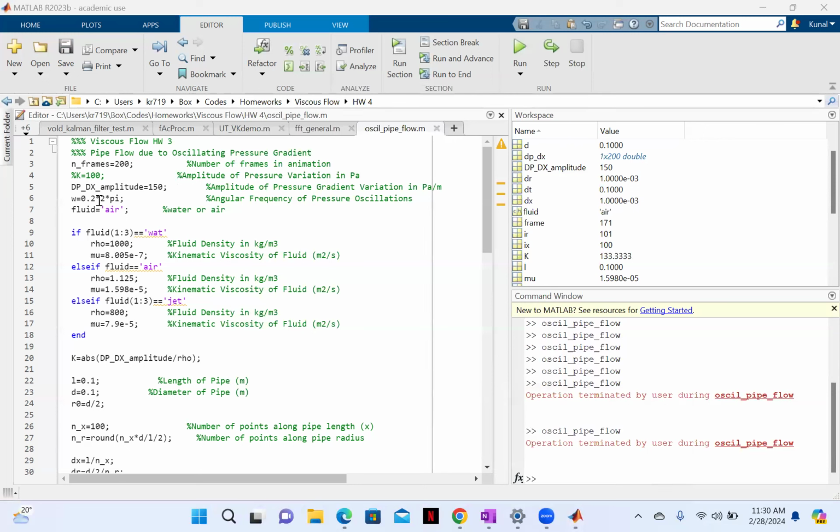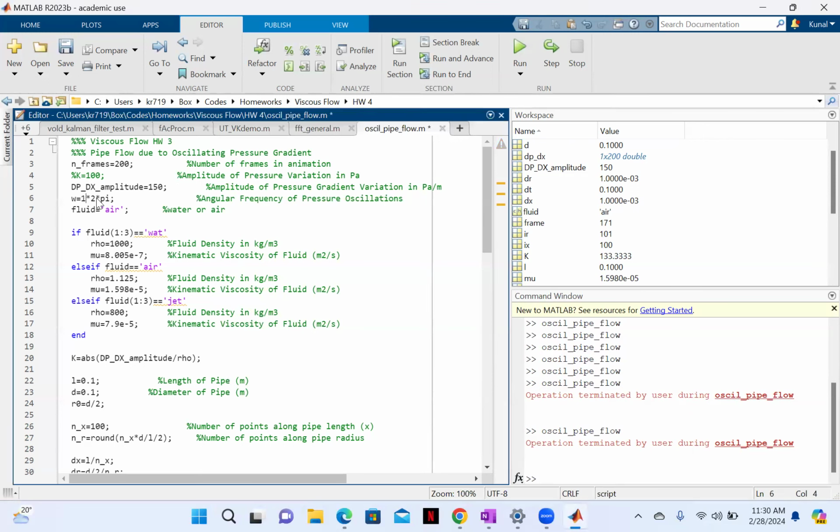Now let's try the same higher frequency that we tried, but now for a fluid which has a similar density as water, but a higher kinematic viscosity, which is jet fuel.